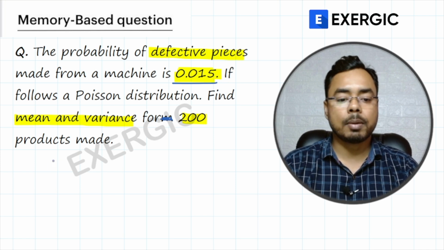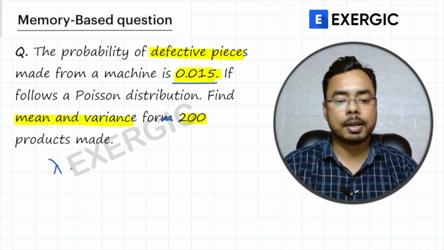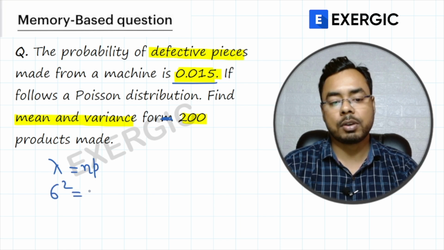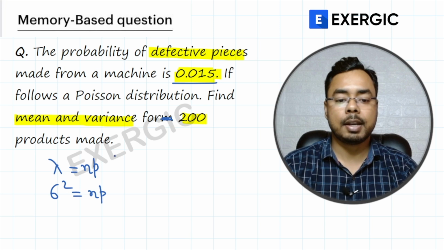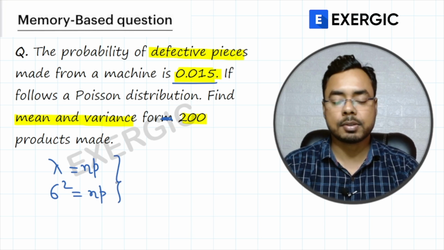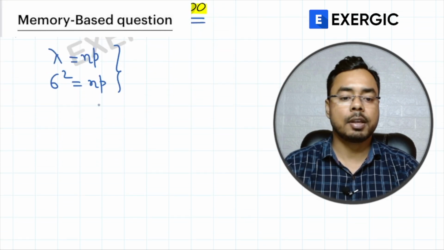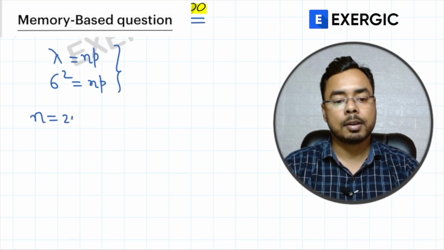Now we know that in case of Poisson distribution, the mean lambda is nothing but n into p, and the variance sigma square is also equal to n into p, where n is the number of trials and p is the probability of success in each trial. Now here we are talking about 200 products, so therefore n will be 200, right?